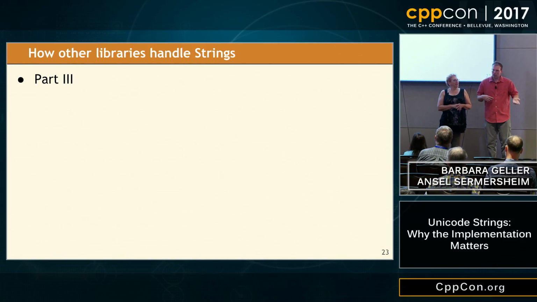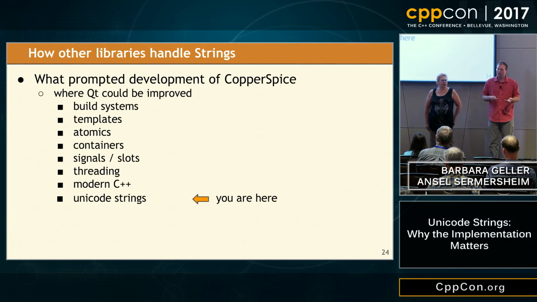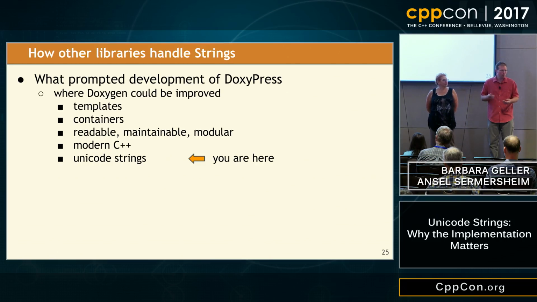So let's step back for a second and talk about how some of the other libraries that are out there handle strings, to sort of form the rationale for why we decided that yet another string library would be of value. A large part of what we've done in the CopperSpice project is look at places to improve the existing code that we were working from. And we discovered challenges along the way in many different parts. And once we got to a certain point, we realized that the string handling was really subpar. So we decided to look at it in more detail.